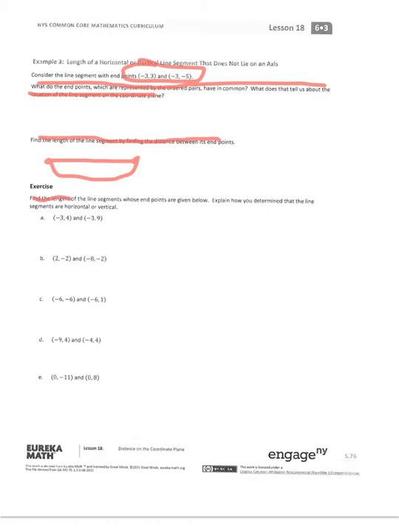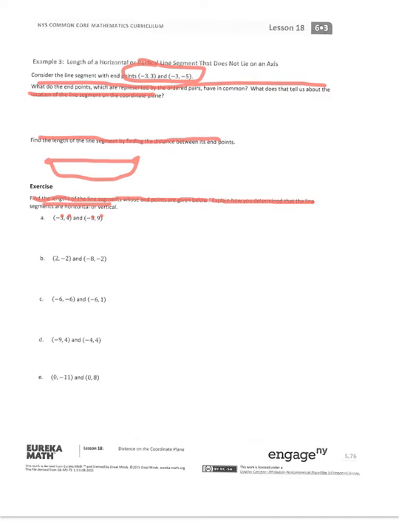And then lastly, all you have to do is just find the length of the line segments whose endpoints are given below. You don't need to explain how you determine the line segments are horizontal or vertical. All you have to do is just tell me the length. Now, I'll do the first one for you. I notice that they both have -3 and -3. So I'm not going to work with those. I'm just going to work with the 4 and the 9.